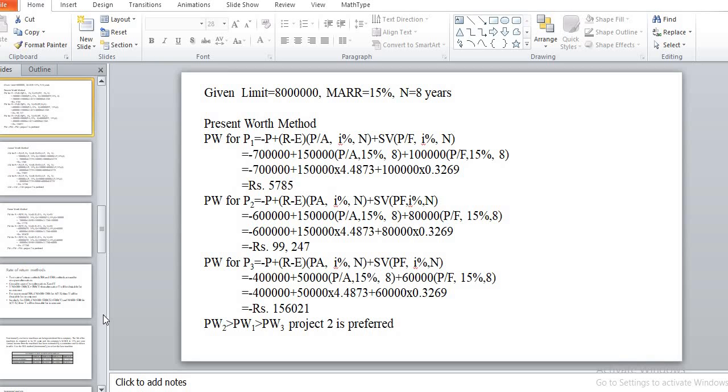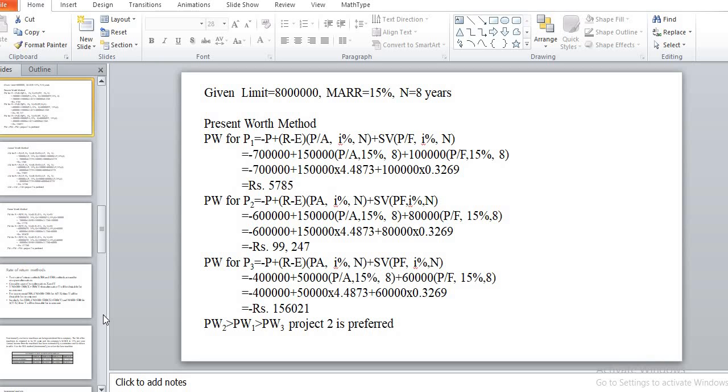So here we are discussing the present worth method. Present worth for the project P1, project P1 is equal to minus P plus R minus E into the present worth factor plus salvage value into present worth factor.